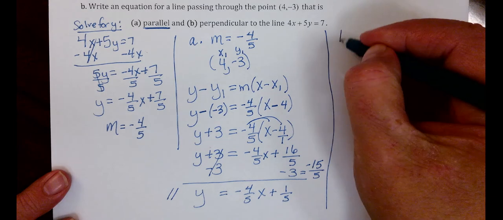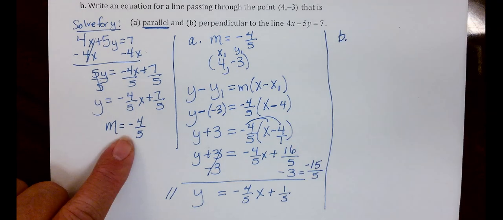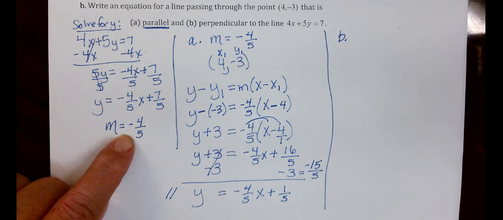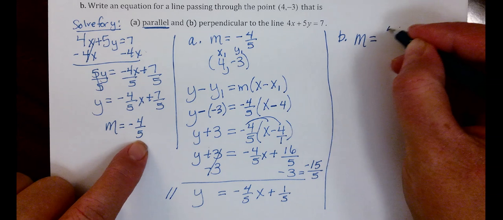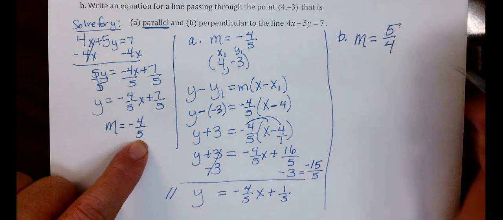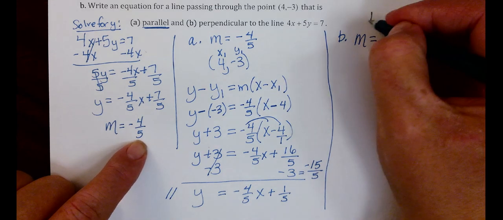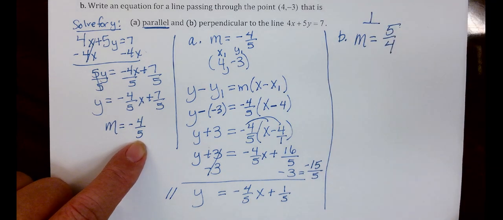Now let's do our perpendicular line. We're given the slope -4/5. Our perpendicular slope is the opposite reciprocal. So if I change the sign here, I'm going to get a positive. And if I do the reciprocal, I get 5/4. So this is our perpendicular slope. Perpendicular slope: flip it, change it.